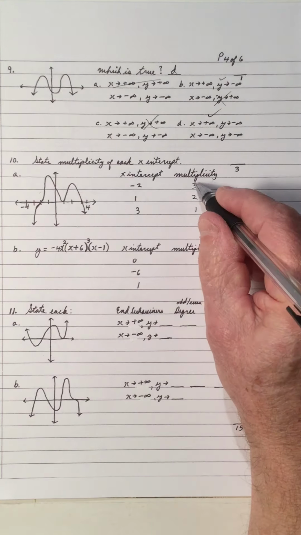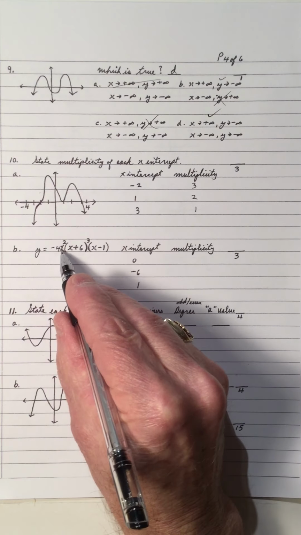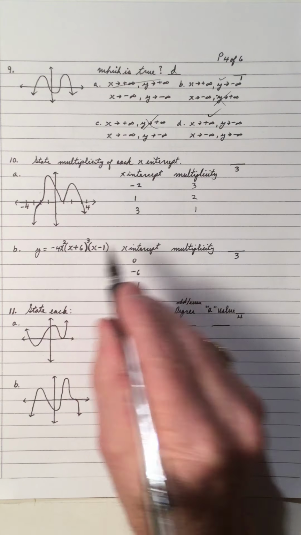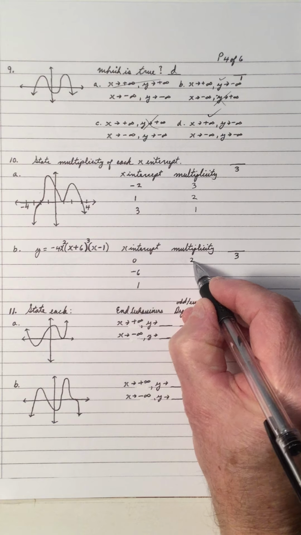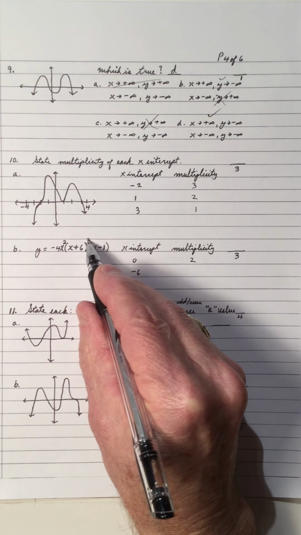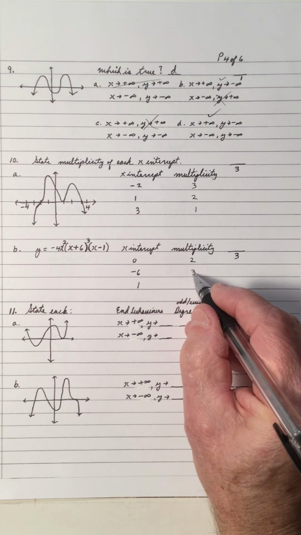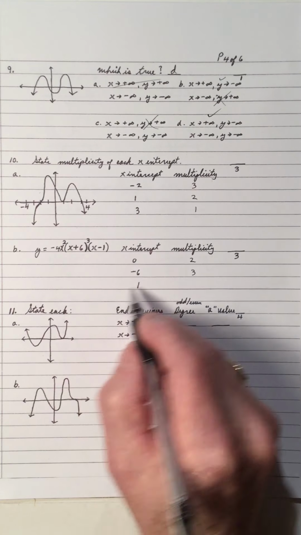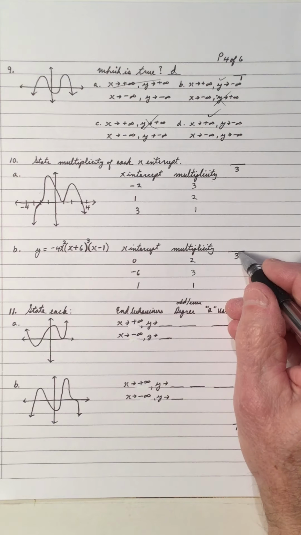Give yourself 1 mark each, 3 marks. B, we have an equation, and the x-intercepts are 0 right here, -6 right here, and 1 right here. And at 0, we have a square, so the multiplicity is 2. It's a parabola. And at -6, the degree of that bracket is 3, so it's a multiplicity of 3. That's a sideways s. And the degree of this bracket is 1, so it's 1. So we'll mark each for those.